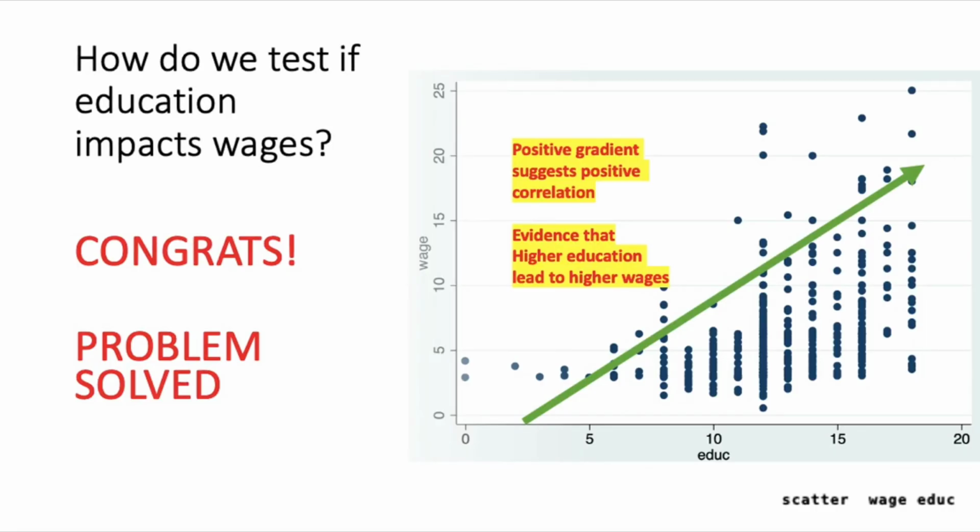Based on what we've seen so far, it seems as if our job is done, and we've just proven and explained how the world works, and how wages and education are related. Just by looking at the scatter plot and the best fit line, we can conclude that there is a positive correlation between wages and education. Higher education will lead to higher wages. Problem solved. There you have it.